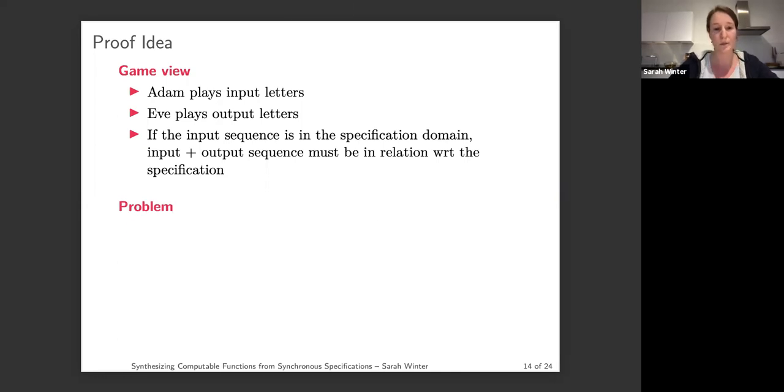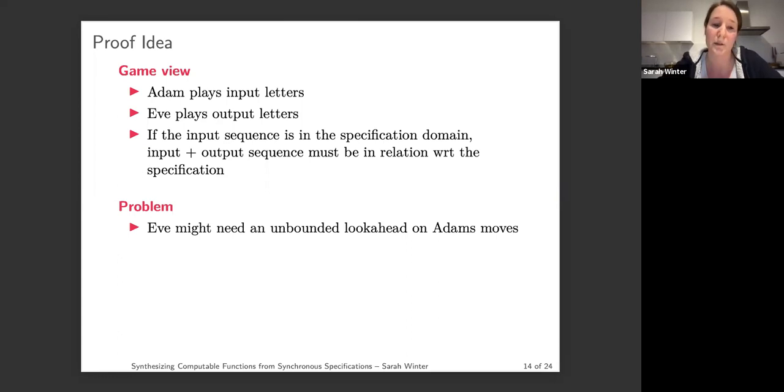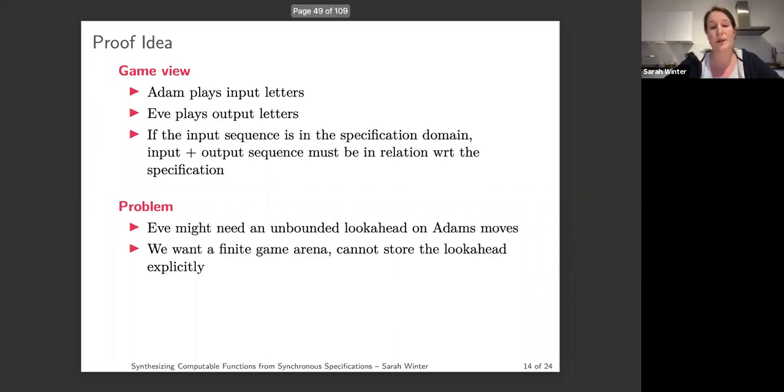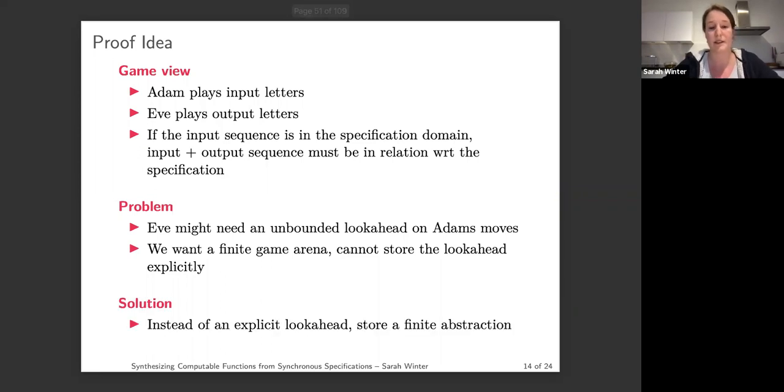Okay. But we have a problem. We have seen in our example, where we have to wait for the special symbol big A or big B in order to produce something, that it might be necessary that Eve has an unbounded look-ahead on her opponent's moves. And this is a problem because our goal is to obtain a finite game arena, which means we can't store the look-ahead explicitly. But we can overcome this problem: instead of storing the look-ahead she needs explicitly, we store a finite abstraction.